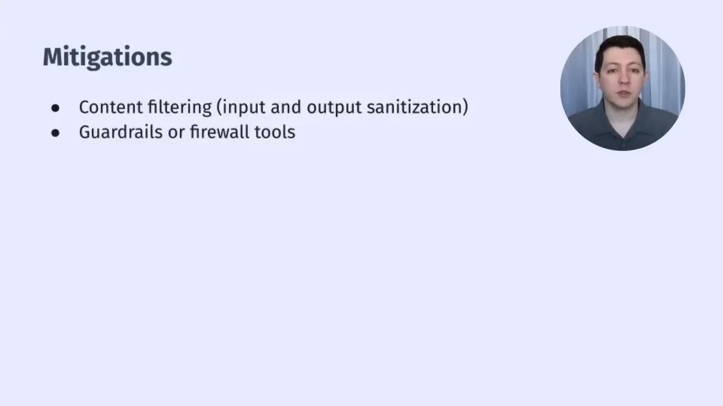Guardrails and firewall tools, very similar to the first one. These are the kinds of tools that we can use to detect these outputs. The exact tool that you use, the exact term that you need to look for is highly context dependent, but definitely have something monitoring the output.